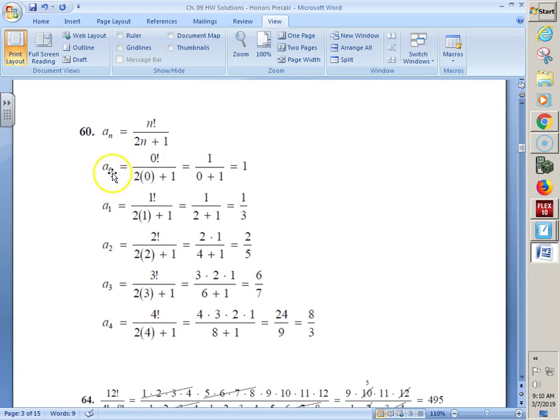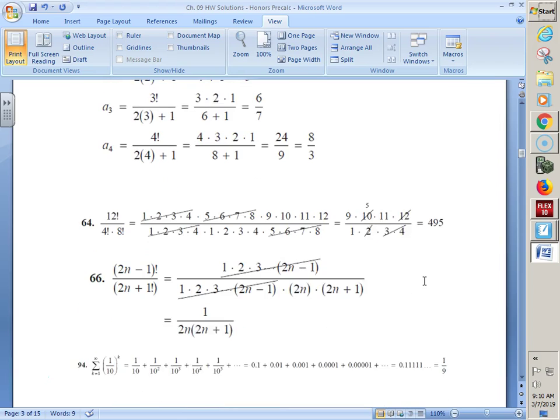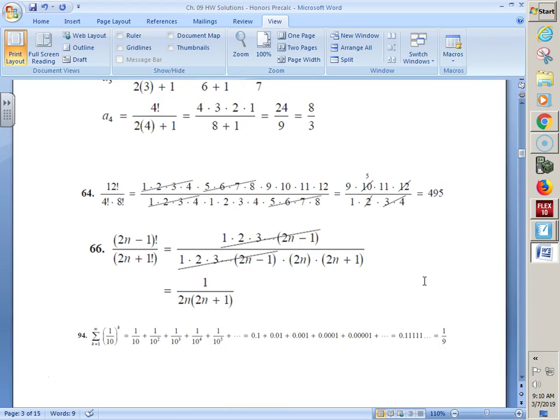5, didn't it say start with n equals 0? So it was A0 through A4. And you were practicing with factorials. It would have been 1, 1/3, 2/5, 6/7, and 8/3. Remember, they were reducing or trying to reduce if possible. You couldn't really reduce very many. Oh, you couldn't reduce any of these ones. That's no fun. But in number 64, aha! You were able to have all sorts of fun.